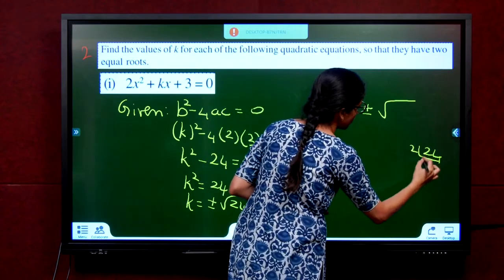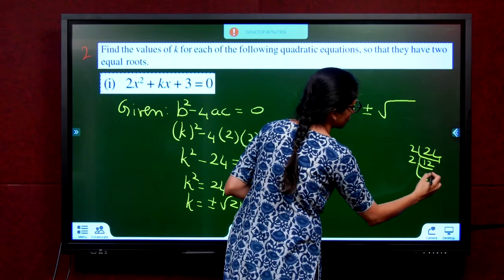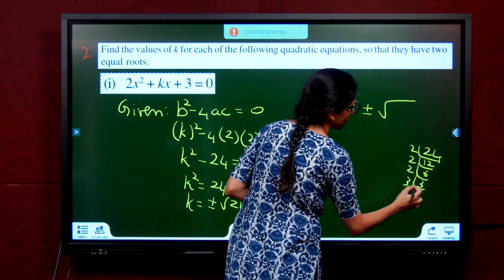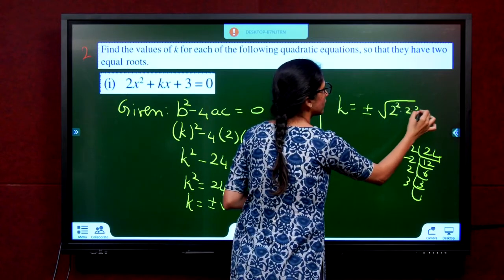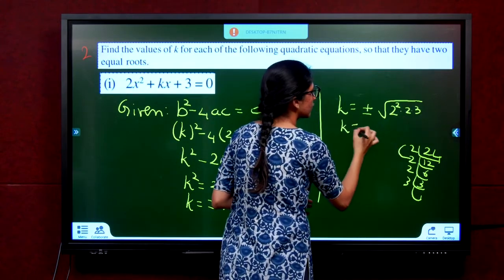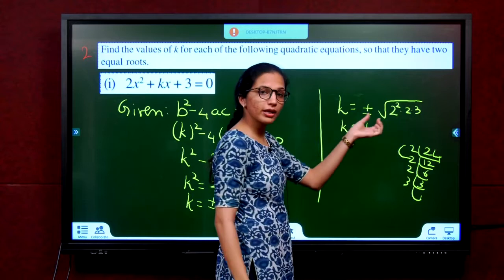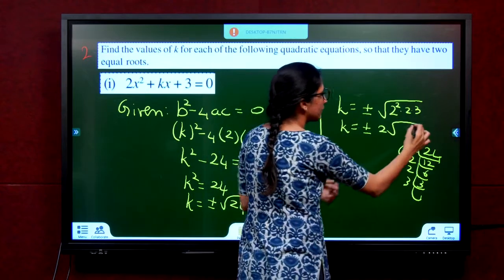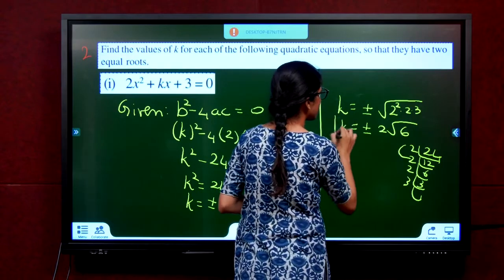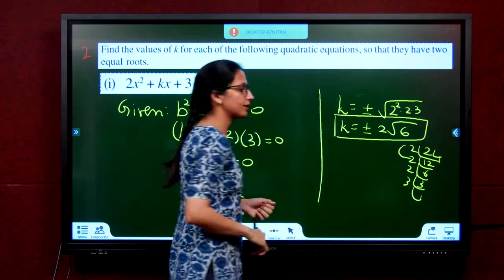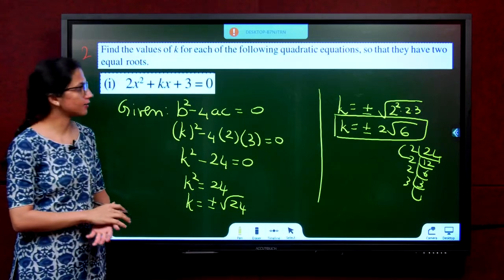24 is 2 into 12, 2 into 6, 2 into 3, 3 into 1. Pair it: 2 square into 2 into 3. K is equal to plus or minus. If the 2 square comes outside, it is 2. In the root, you are left with 2 and 3. 2 3s are 6. So, k is equal to plus or minus 2 root 6 is the answer.